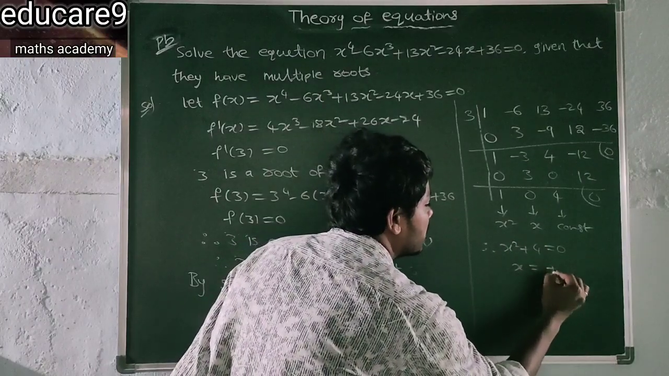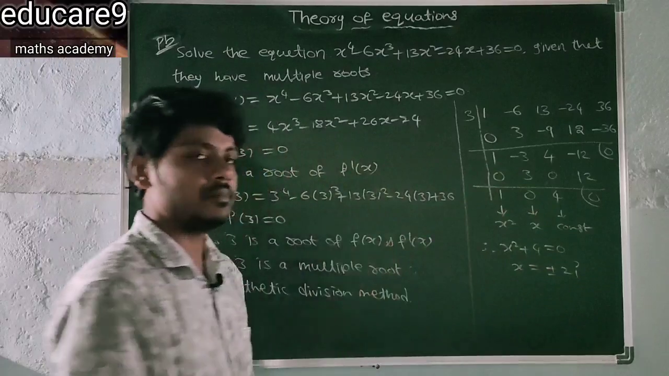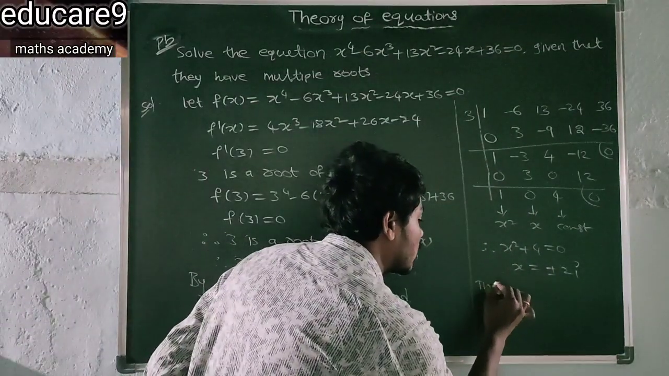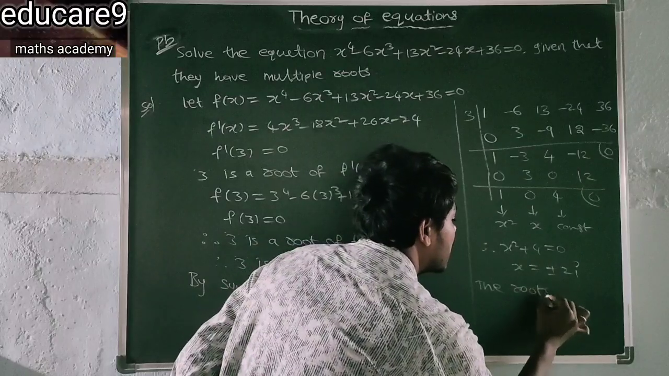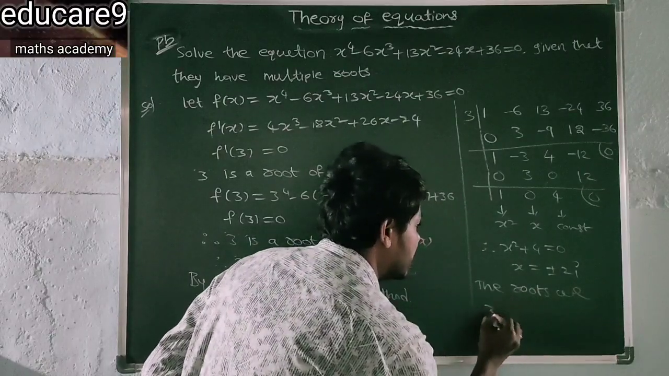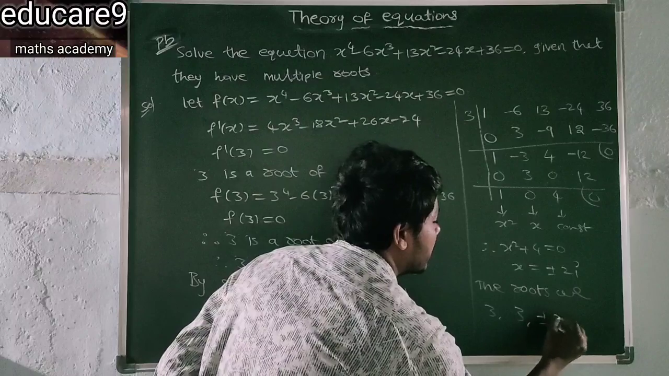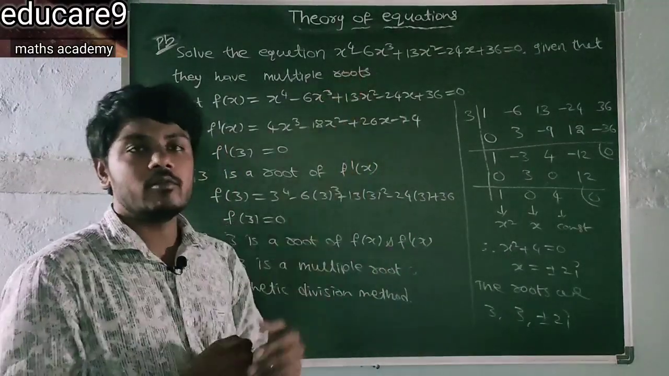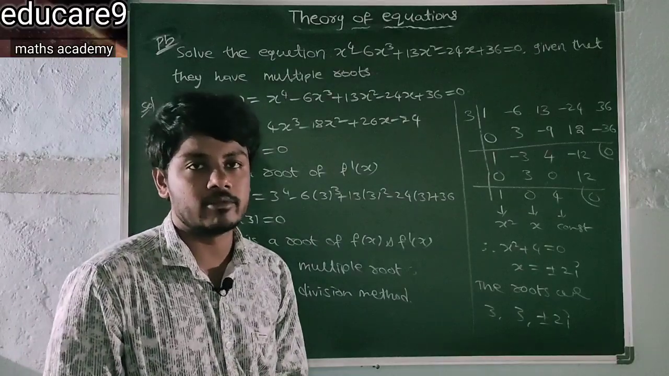x is equal to what? Plus or minus 2i. Therefore, what are the roots? The roots are 3, 3, plus or minus 2i. So these are the required roots of the 4th degree polynomial equation.